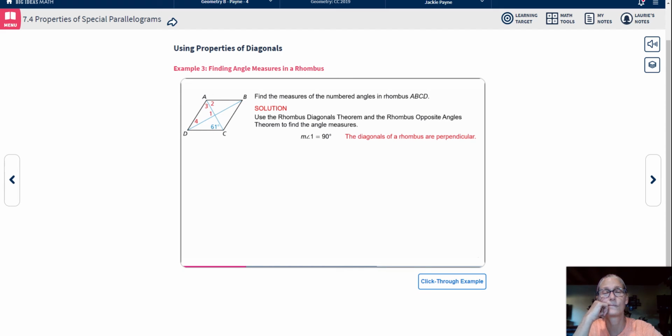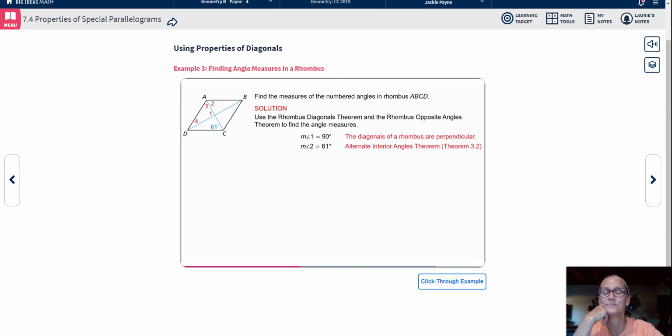Next, to find the measure of angle 2, use the fact that opposite sides of rhombus ABCD are parallel. So segment AB is parallel to segment CD. Notice that angle 2 and the 61-degree angle are alternate interior angles. So, by the alternate interior angles theorem, these angles are congruent, and the measure of angle 2 equals 61 degrees.